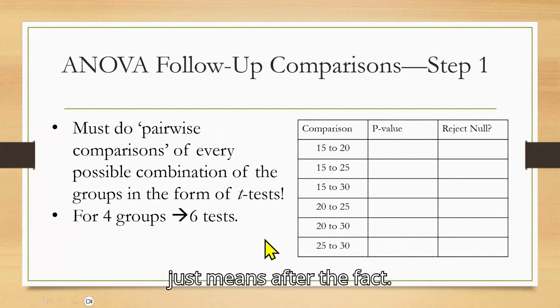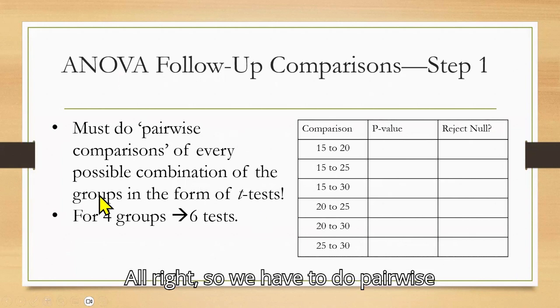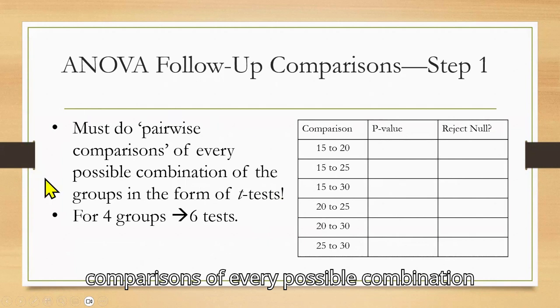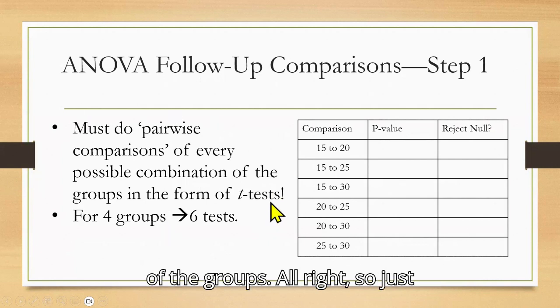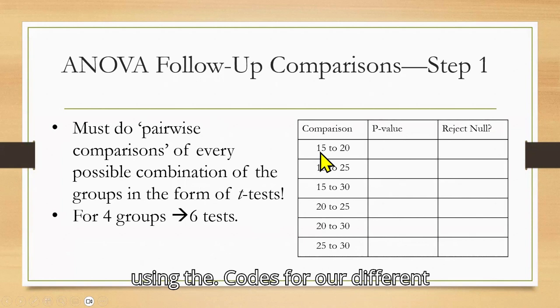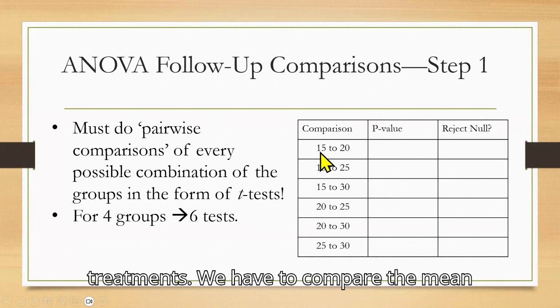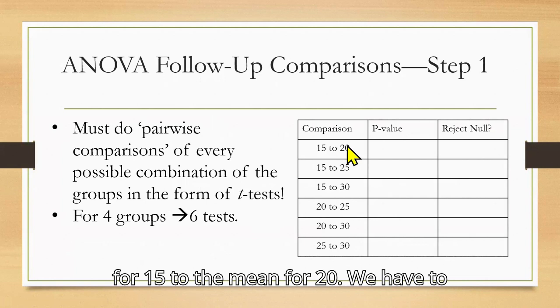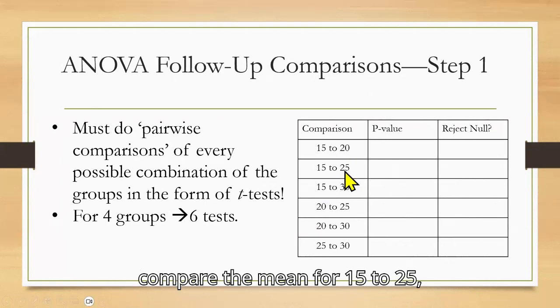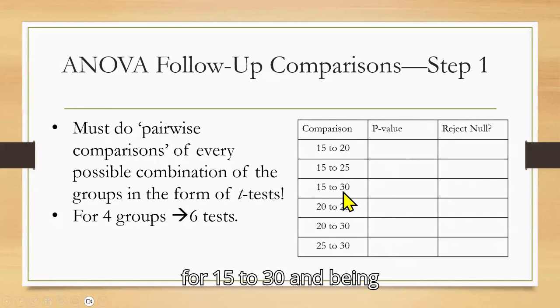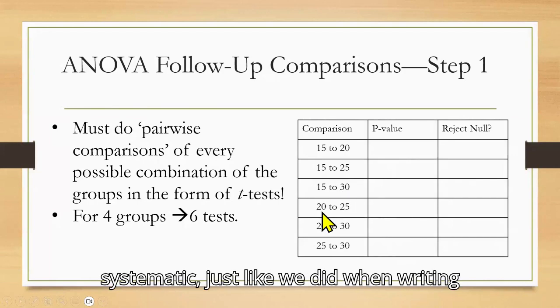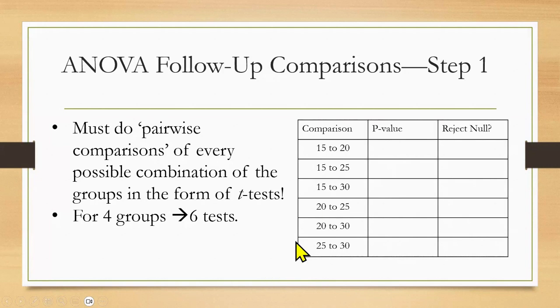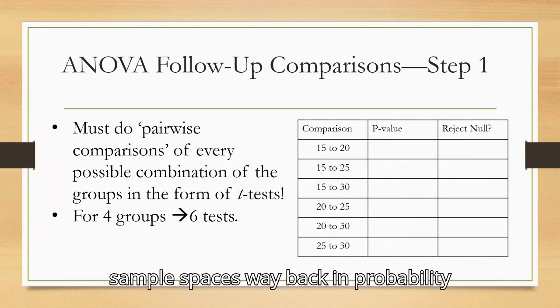It just means after the fact. All right. So we have to do pairwise comparisons of every possible combination of the groups. Just using the codes for our different treatments, we have to compare the mean for 15 to the mean for 20. We have to compare the mean for 15 to 25, for 15 to 30, and being systematic, just like we did when writing out sample spaces way back in probability math.